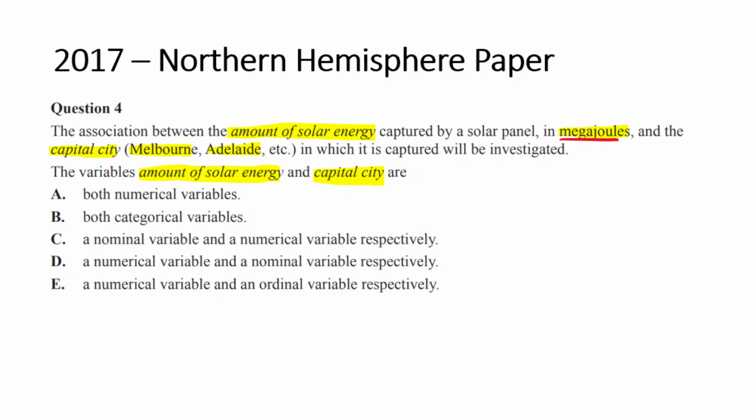Capital city is definitely not numerical. It is categorical. And it is categorical nominal because there is no implied order to those cities. So we have numerical and nominal variable respectively. And this gives us option D as our answer.